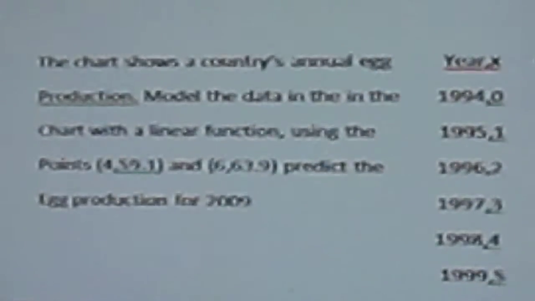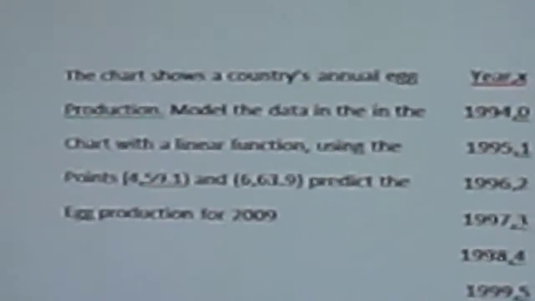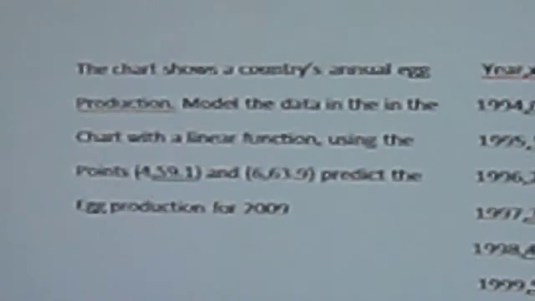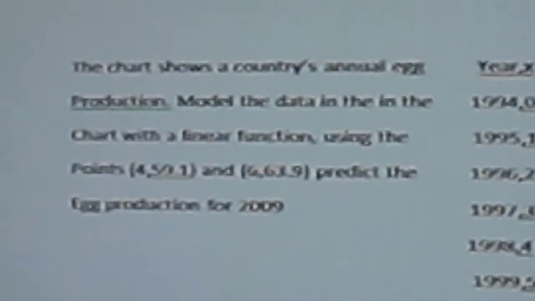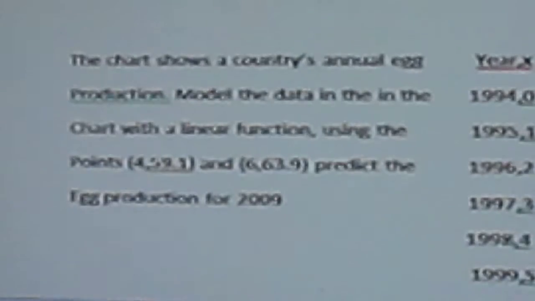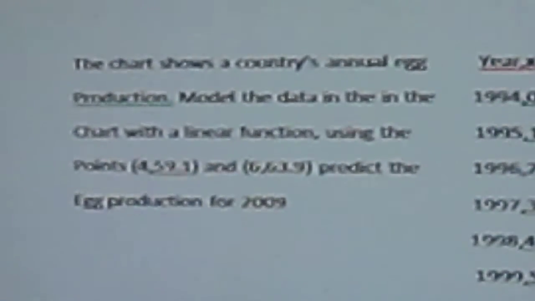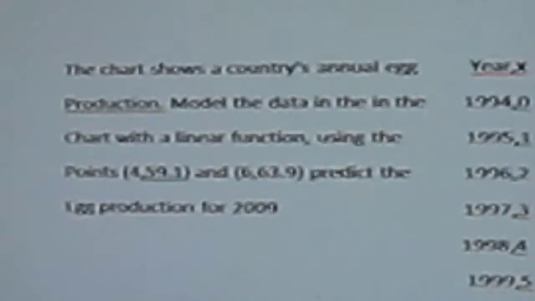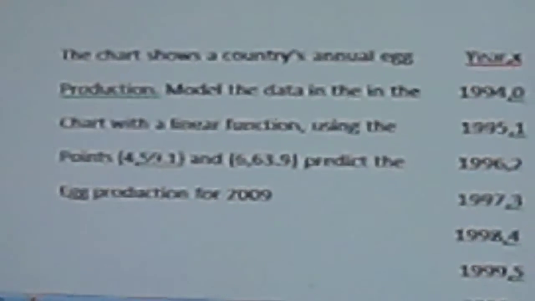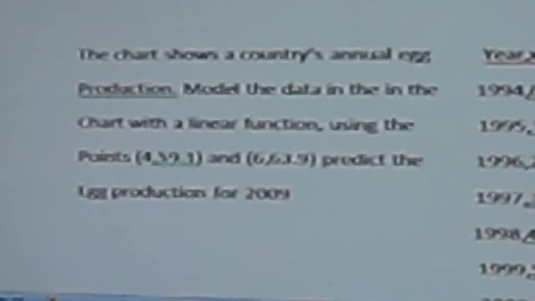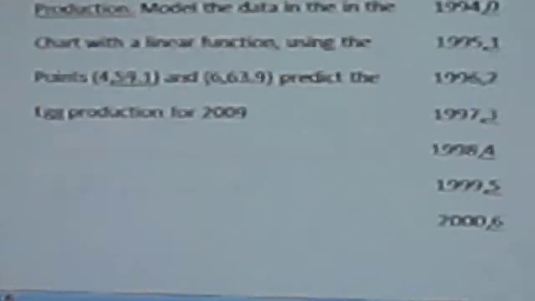The problem states that the chart shows a country's annual egg production. Model the data in the chart with a linear function using the points of 4 and 59.1 and 6 and 63.9. Predict the egg production for 2009.